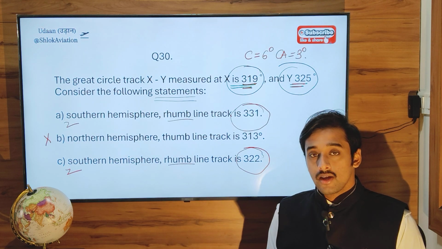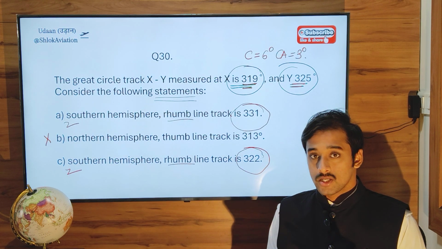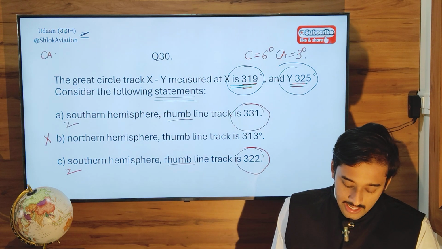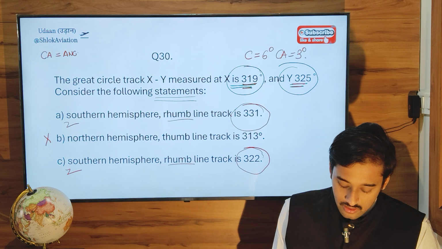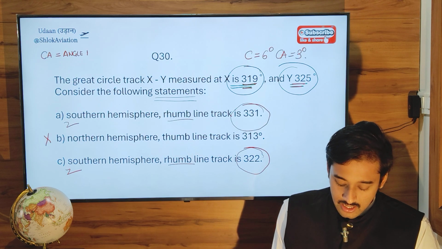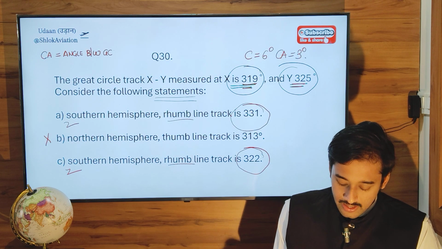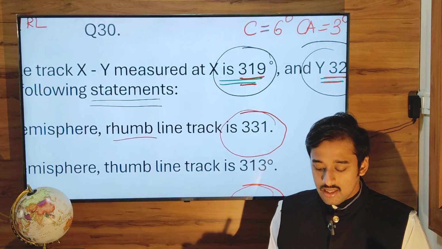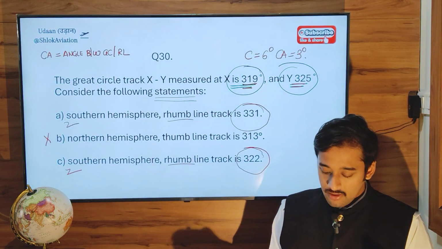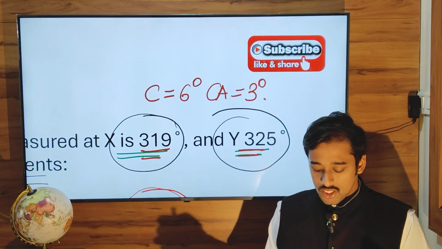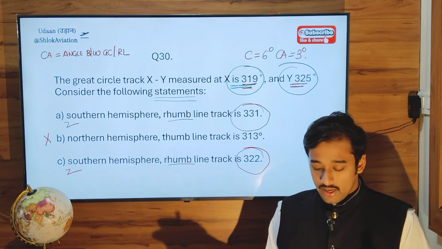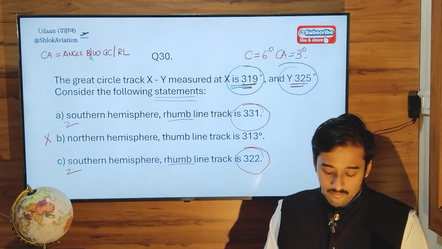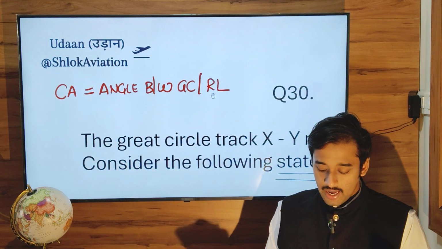Now the Rhumb line track in either case will be how much? The convergency angle is the angle between a great circle and your Rhumb line, right? Now let's consider great circle 319. So 319 plus 3 is how much? 320, 321, 322. So the difference between Rhumb line and great circle is your convergency angle.